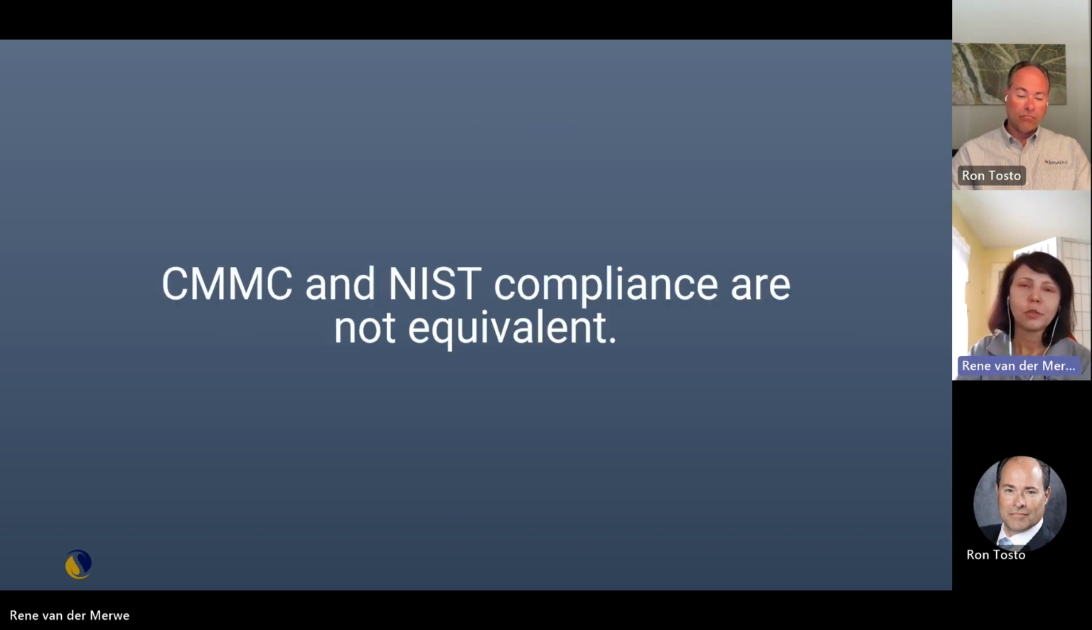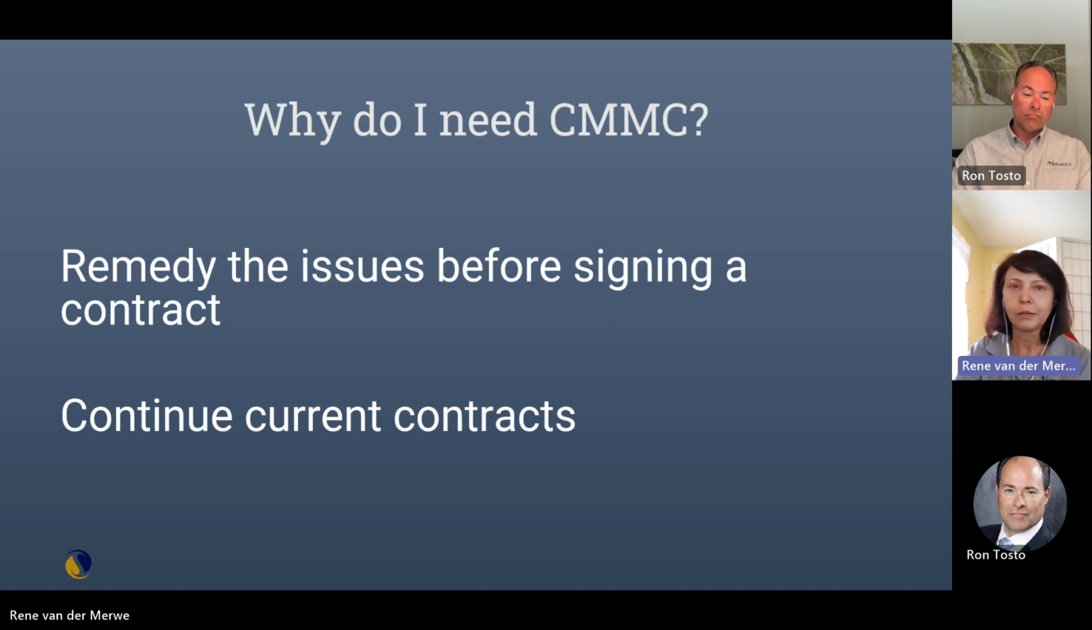A CMMC maturity level designation means you have complied with the requirements for that level. There may be some security controls in that level that meet NIST standards, but you must have reached one of the higher maturity levels to have all the NIST controls in place. CMMC and NIST compliance are not equivalent. However, if you are NIST SP 800-171 compliant, becoming CMMC certified will be easy to accomplish. So you ask yourself, why do I need to be CMMC compliant?